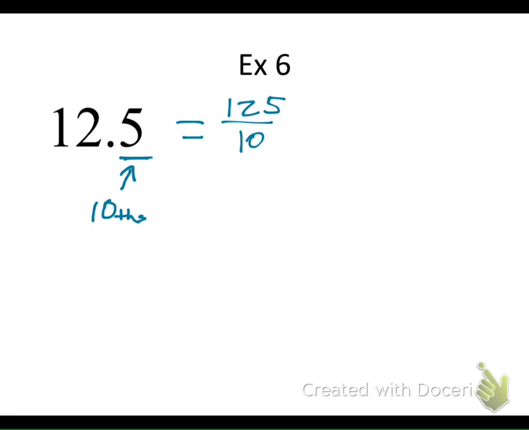Now punch it into your calculator. I'm going to do this by hand, though. 25 over 2. Nice. And that's the last one. Let's go.